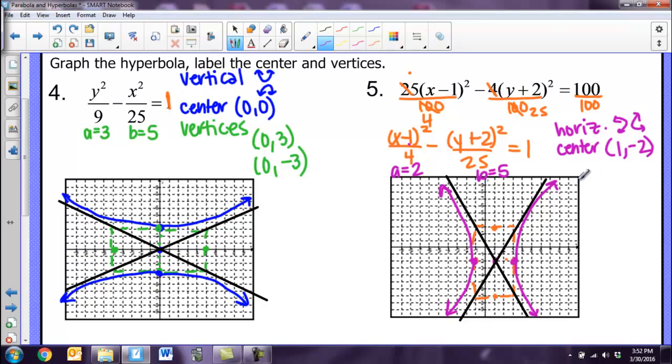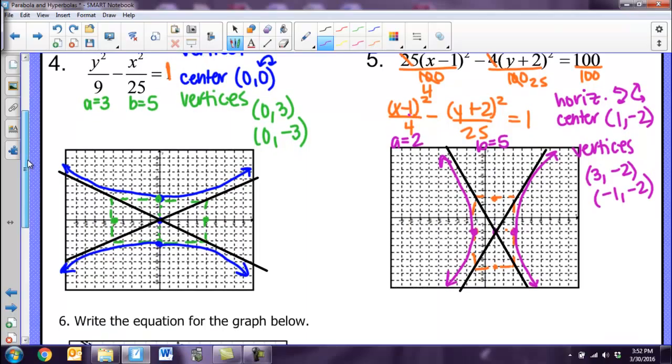And so looking at this picture, that then means my vertices are over here where the lowest or the most left or right piece of your branches are. So I have one at, I believe that's 3, -2, and then my other one is at -1, -2. Okay, and that's how you graph something that's not in standard form. I have to make it into standard form.